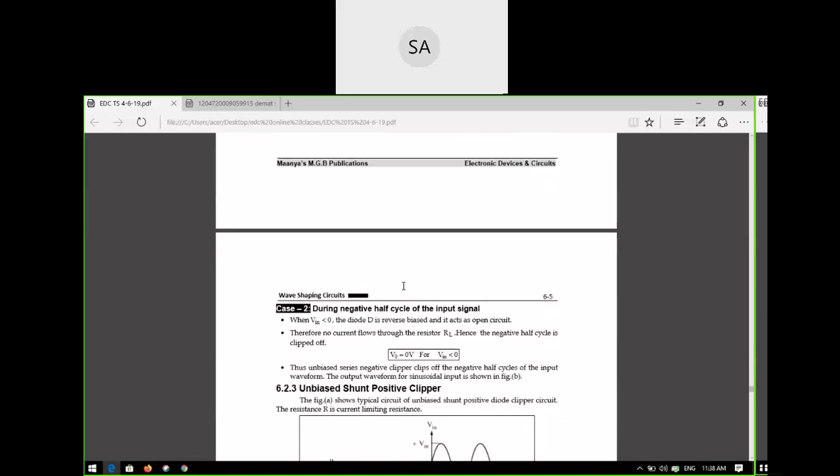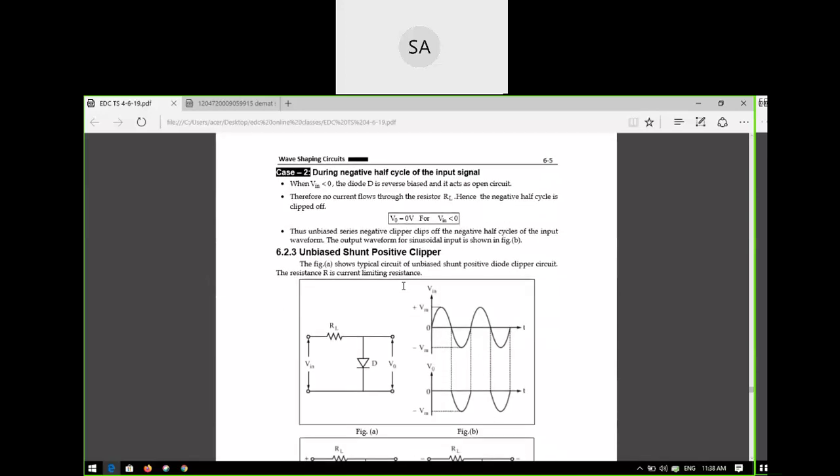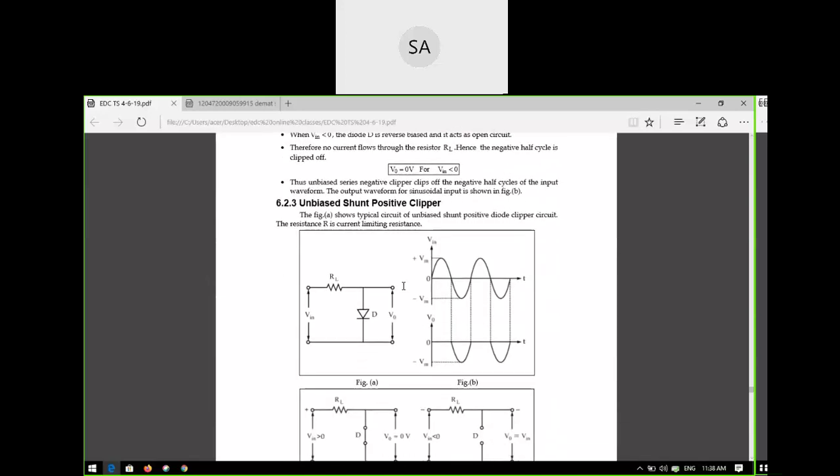Okay. So again, we are going to another type of clippers. What are they? Unbiased shunt positive clippers. So here you saw the series clippers, and here you can see shunt clippers. So shunt clippers means the unbiased shunt positive clipper.